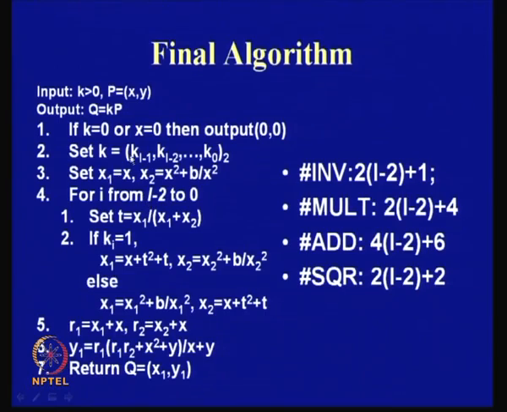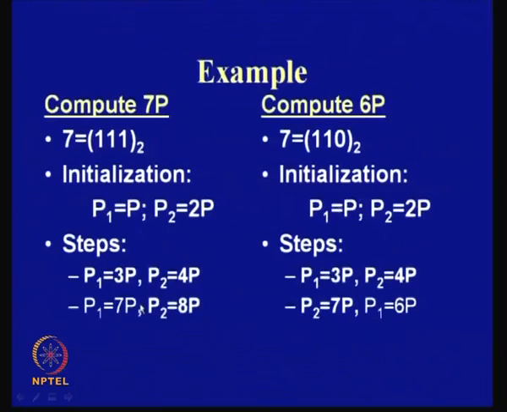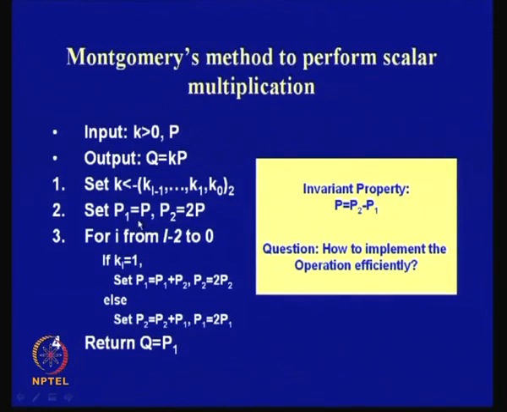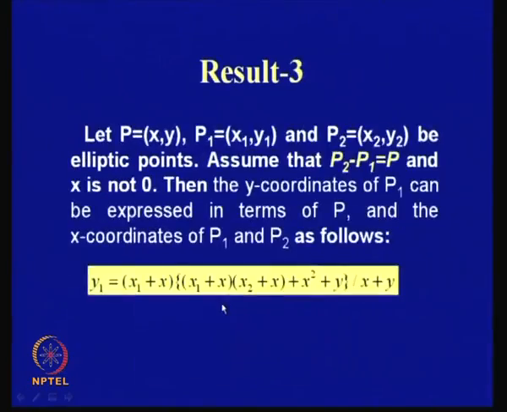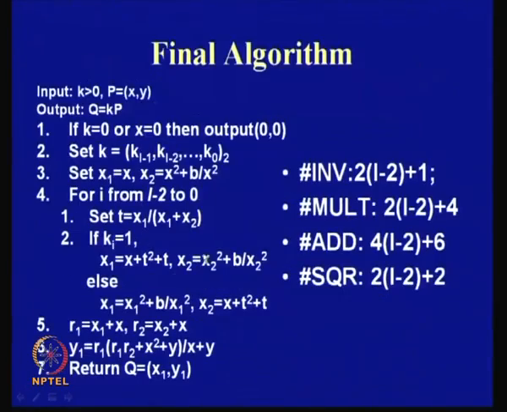You remember the original Montgomery algorithm, right. We had p 1 storing p and p 2 storing twice p, and in this operation I am only bothered about the x coordinates. So, here we only stored the corresponding x coordinates: x, and x square plus b by x square. Now, what we are doing is calculating a value of t equal to x 1 by x 1 plus x 2, okay.